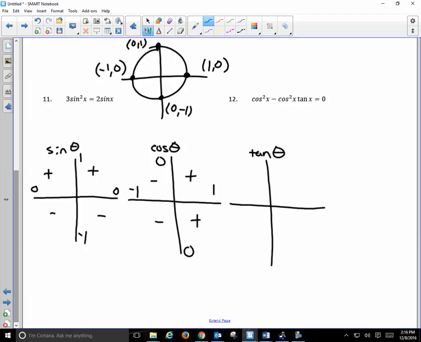In tangent, we take y and divide it by x, right? So if we do 0 divided by 1, what do you get? What's 0 divided by 1? 0. But up here, you take 1 and divide it by 0. What happens when we get 0 in the denominator? Undefined. And over here, you take 0 divided by -1, you get 0. -1 divided by 0 is, again, undefined. And remember that tangent is positive here, negative here, positive here, negative here.